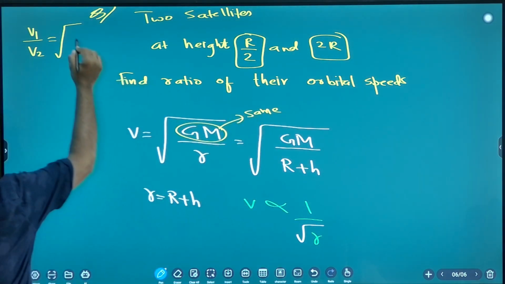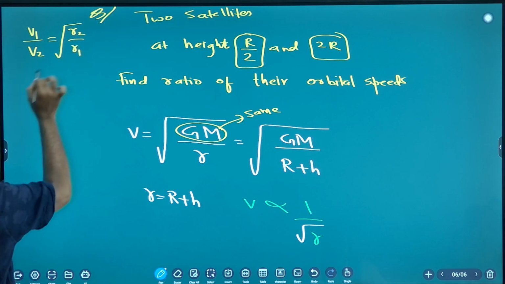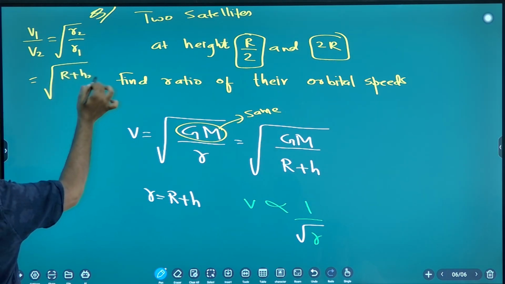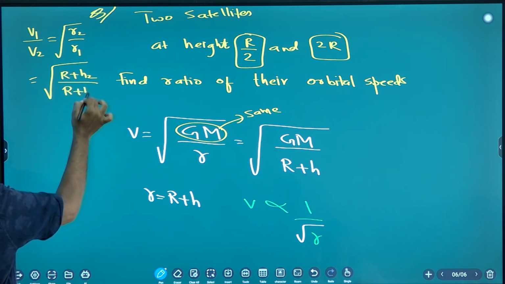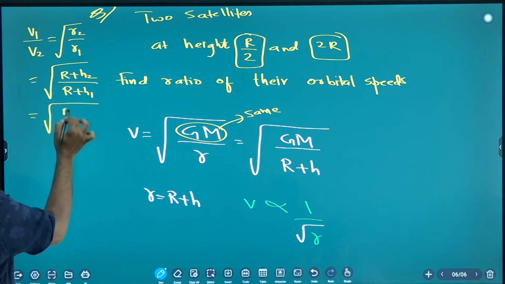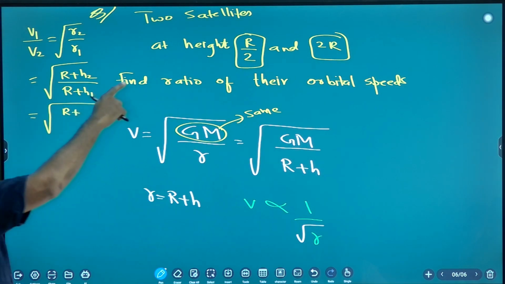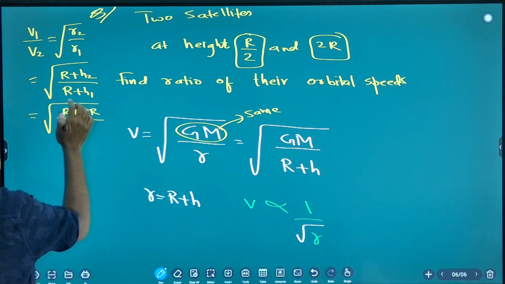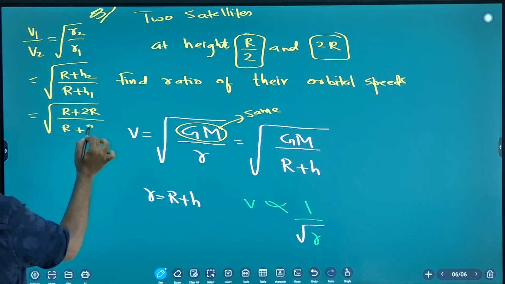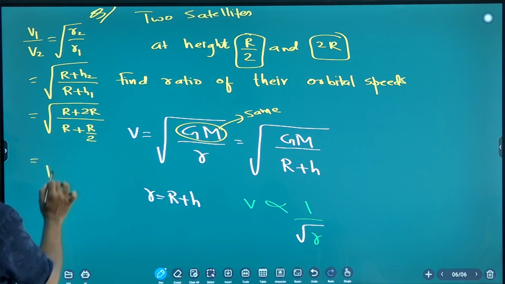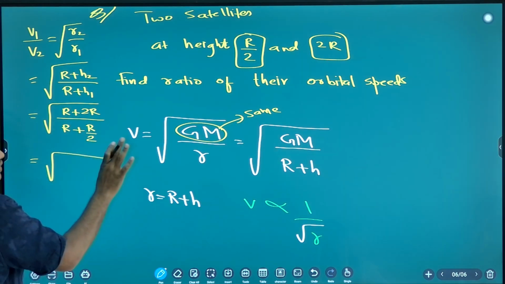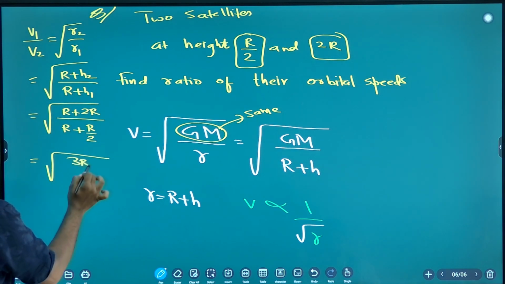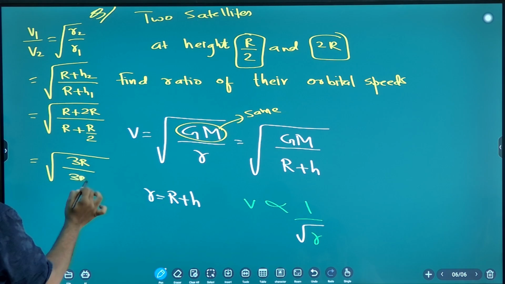Correct. Tell me R2 by R1. Now what is R2? R2 will be R plus H2, and R1 will be R plus H1. So R plus H2. What is the height? 2R. Then R plus H1, R by 2. Now you solve this. Okay, this is an easy question. Don't think it difficult. Easy formula, direct formula. 3R by 2. Correct?